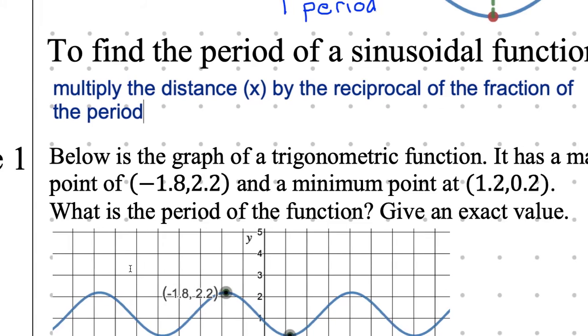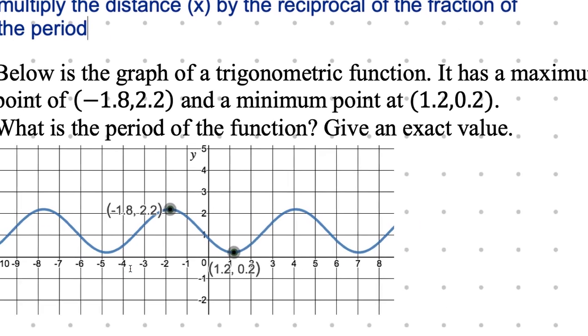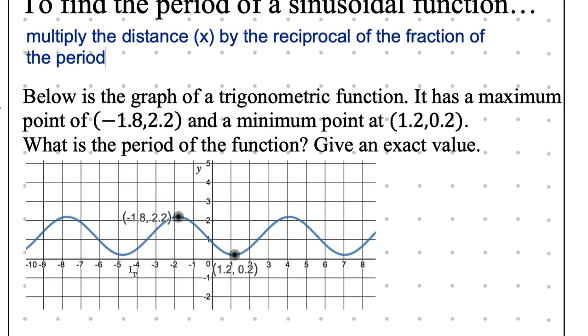This is example number 1. We have a trig function. Zoom out just a tad. There it is. I wrote it big up here, but it's also down here graphically. We have this point, negative 1.8, 2.2. Another point down here, 1.2, 0.2. And I'm asking, what's the period? I need the exact answer. You can't say it's about 2-ish. No, I need the exact decimal answer.